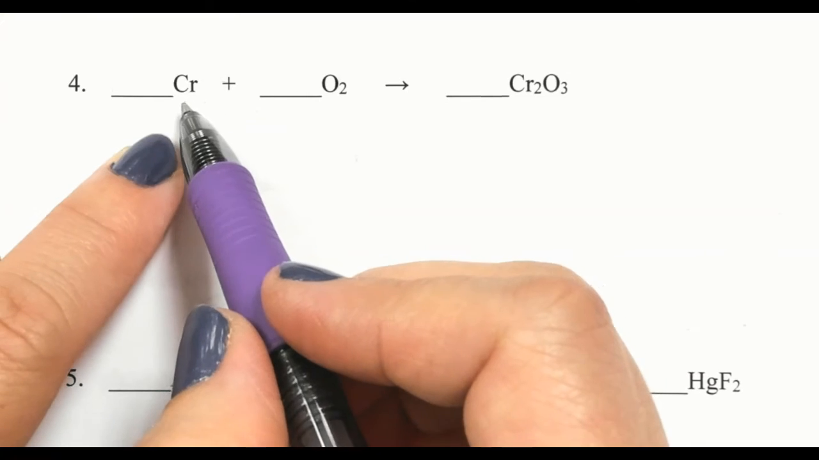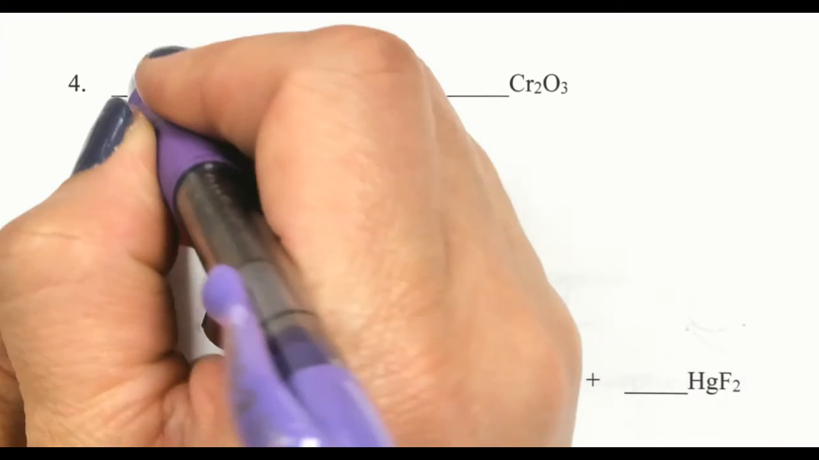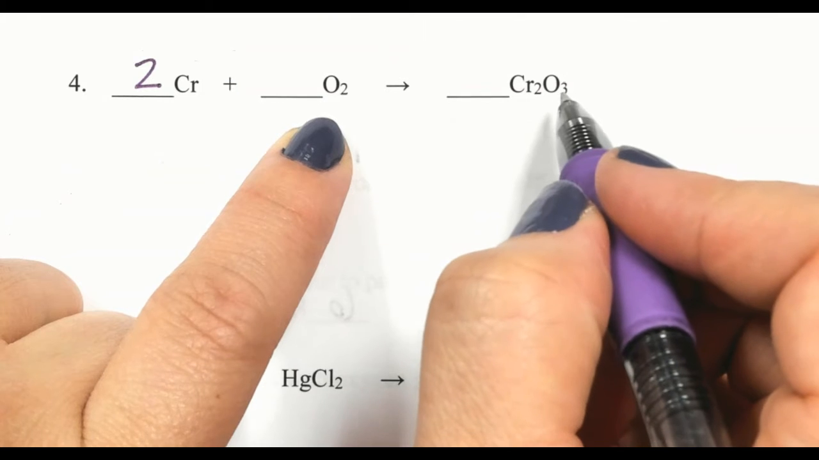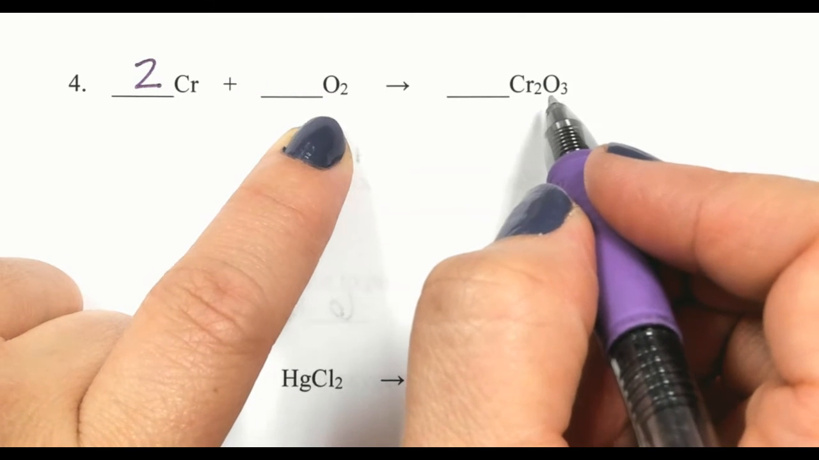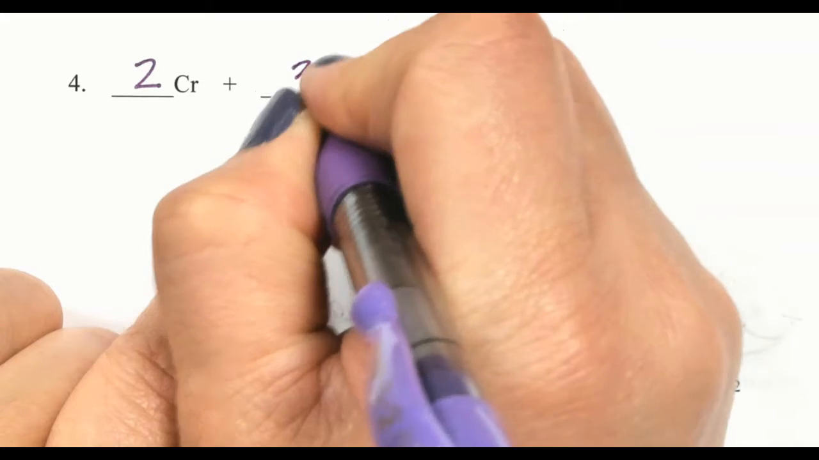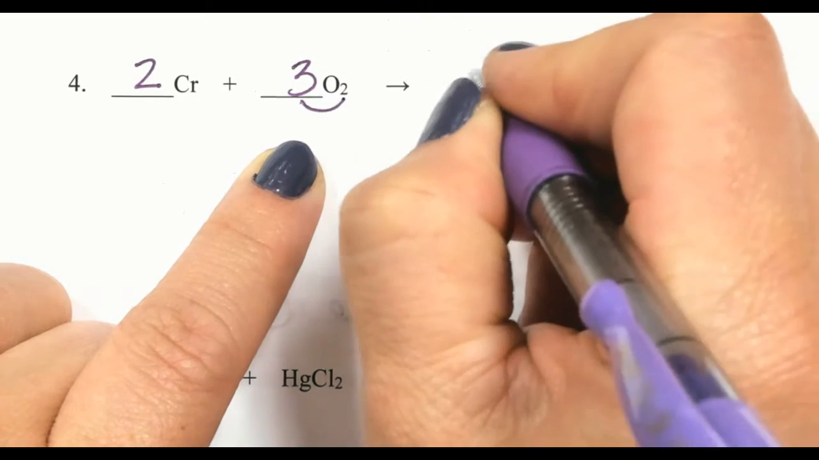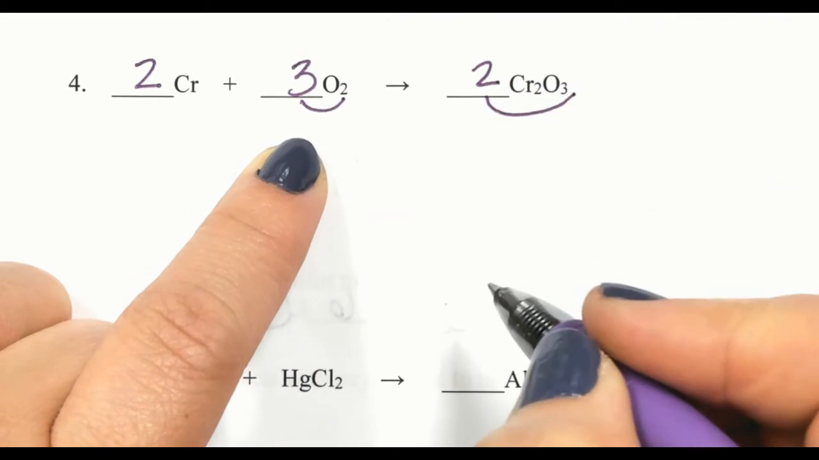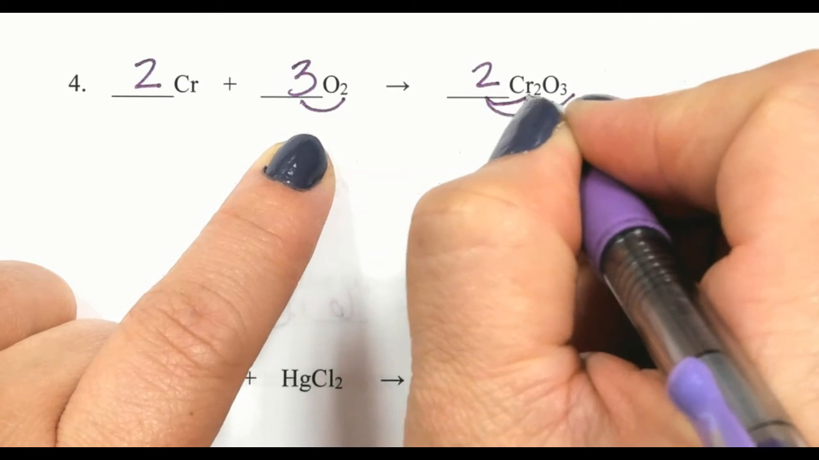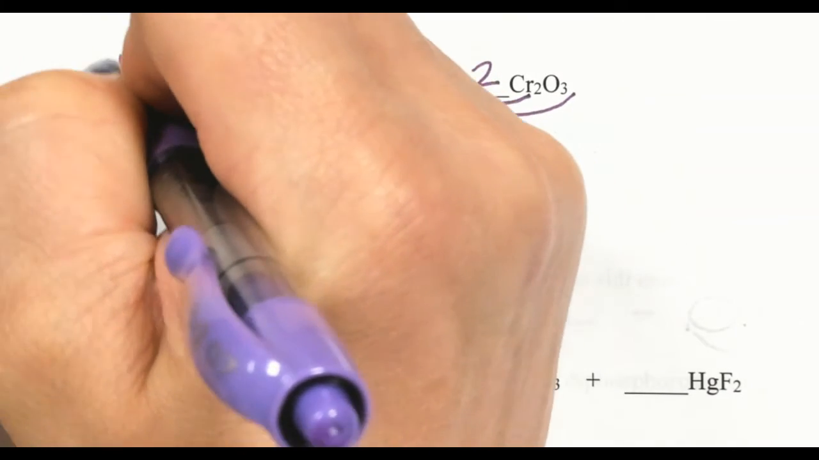Okay, we have 1 chromium versus 2 chromiums, so I'm going to put a 2 there. We have 2 oxygen versus 3 oxygen. So the best common factor of that is 6. So I want to do this. 3 times 2 is 6. 2 times 3 is 6. Now my oxygens are good, but look, I've modified chromium. 2 times 2 is now 4 on the right. So instead of this being a 2, I need it to be a 4.